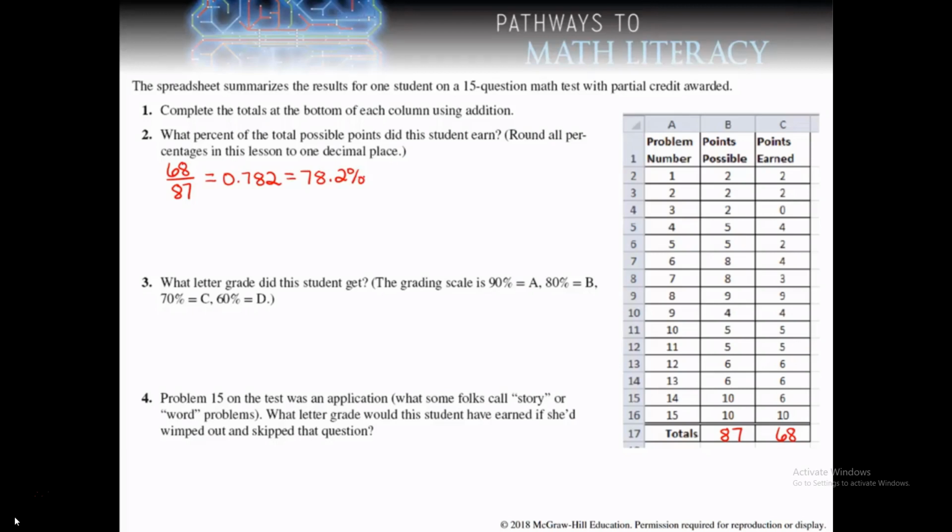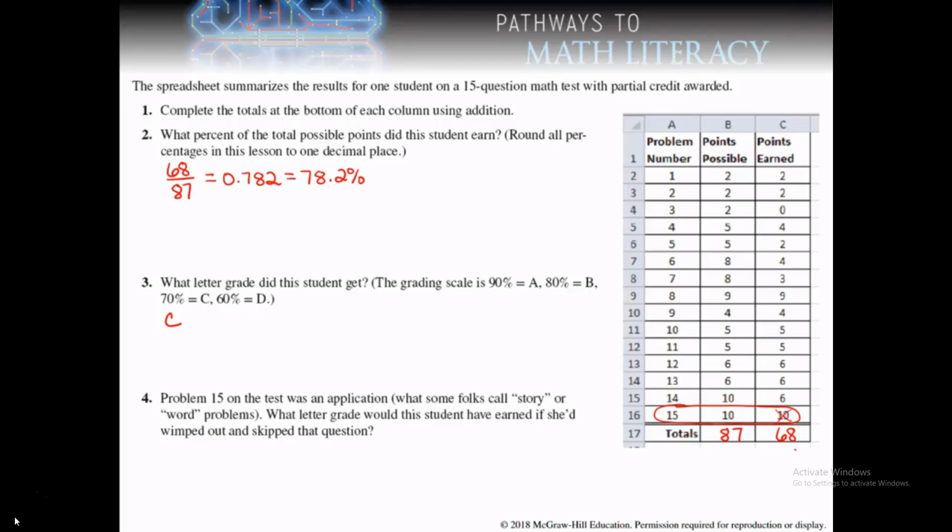In question 4, problem 15 was an application or a word problem. What letter grade would this student have earned if instead of answering that question, she'd wimped out and skipped it altogether? So problem number 15 here was a 10-point problem, and right now she has all 10 points. What if she had skipped it? Well, if she'd skipped it, she wouldn't have gotten 68 points because she wouldn't have earned those 10. That means she would have only gotten 58.